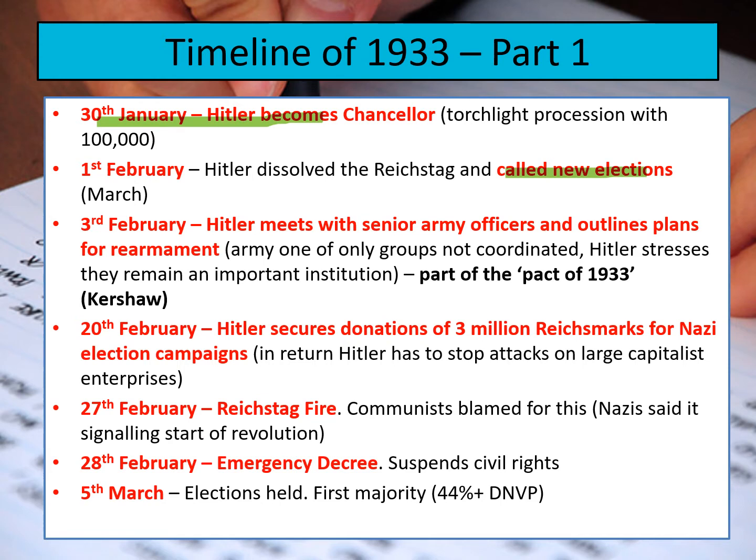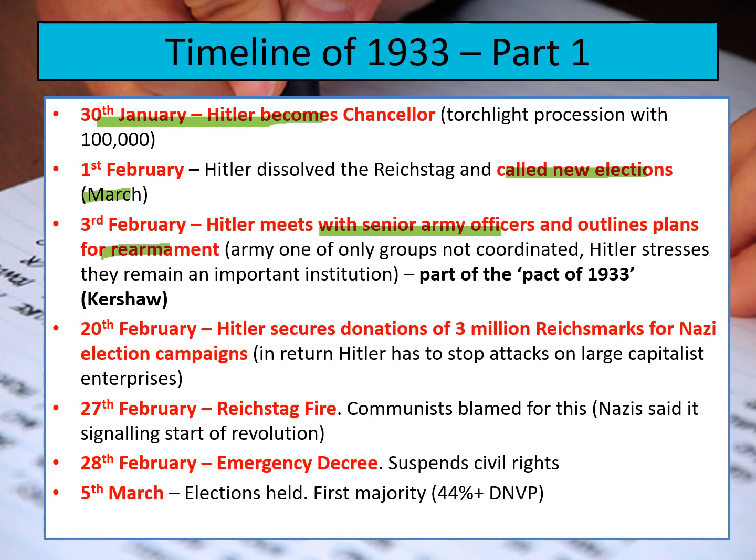So Hitler wanted to dissolve the Reichstag and call new elections, which were going to be held on the 5th of March. He also then, a couple of days later, met with some senior army officers and leaders to outline plans for rearmament. Basically, he was very aware that the army could remove him from power at any point. He was very aware that the army liked having control, and that the Nazi Party obviously had their own paramilitary groups of the SA and the SS.